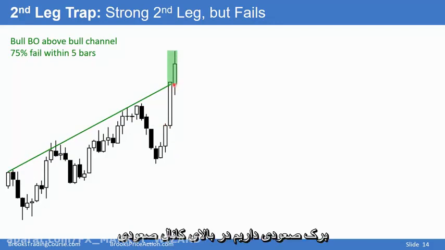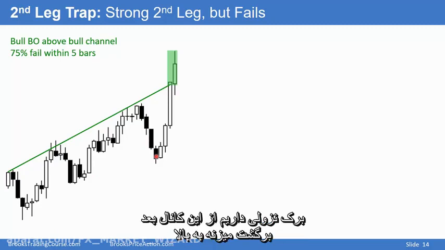We're getting a bull breakout above a bull channel, and you know that 75% of the time, if you have a bull breakout of a bull channel, it's going to reverse down within about 5 bars. In fact, if you have a bull or a bear breakout of a bull channel, it'll reverse within about 5 bars. For example, I could draw a line along the bottom, and we have a bear breakout below that channel, and then we reversed up.